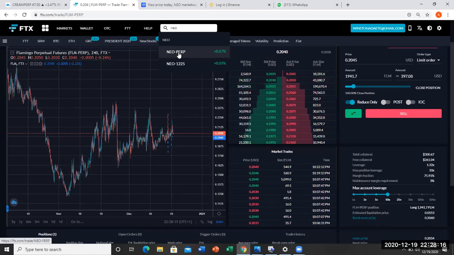You cannot click on NeoPep and go and buy it on spot. You can't buy this on spot. NeoPep is not traded on spot. I don't know if that's clear. NeoPep, anything perpetual, you cannot trade it on spot. Same thing as this Neo 1225. Neo 1225 is a move contract. It is a contract. I'm going to explain that later on. So, because there's no Neo pair on FTX via spot, that is why it is not listed here.